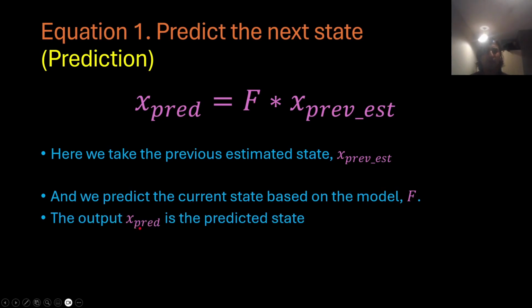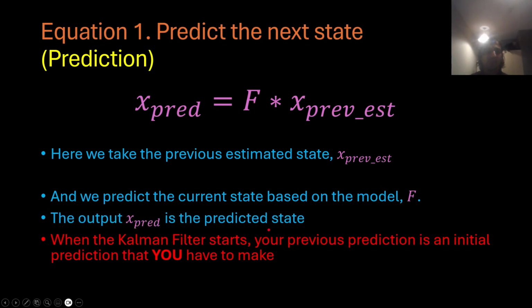Now the output x predicted is the predicted state. Now again, like I said, when the Kalman filter starts, your previous estimation is an initial prediction you have to make, and I'll explain that later in other lecture videos.